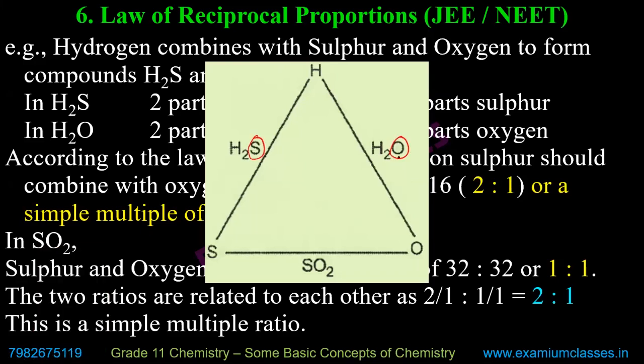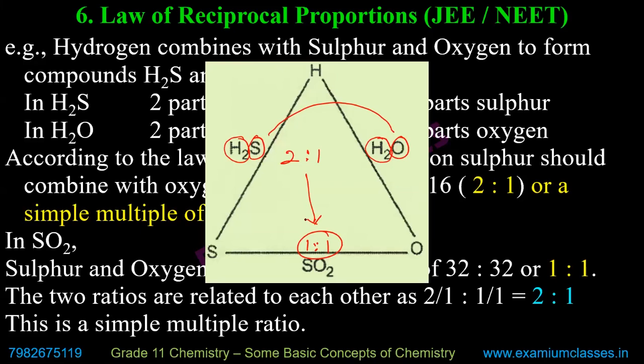If sulfur and oxygen are two different elements combined with the same mass of hydrogen, then sulfur and oxygen will also combine together. And they will combine in a ratio which will be a multiple of the ratio of sulfur and oxygen here. So here sulfur and oxygen are combining in 2:1 ratio. Here, as in SO2, it is 1:1 ratio, but 1:1 will be a multiple of this one. Either it will be the same 2:1 or it will be a multiple of this one.